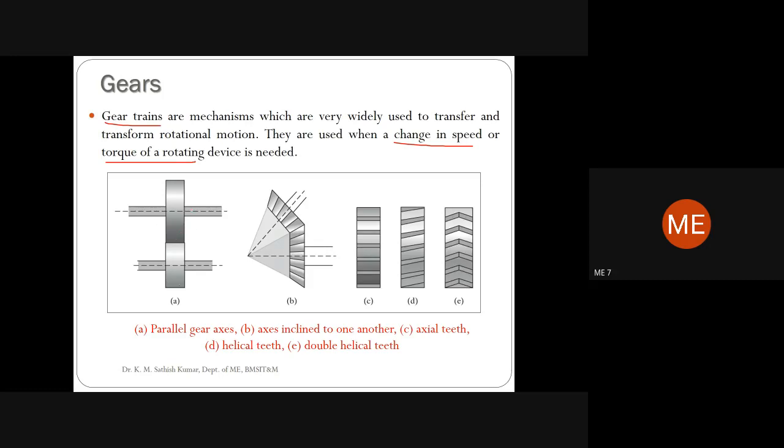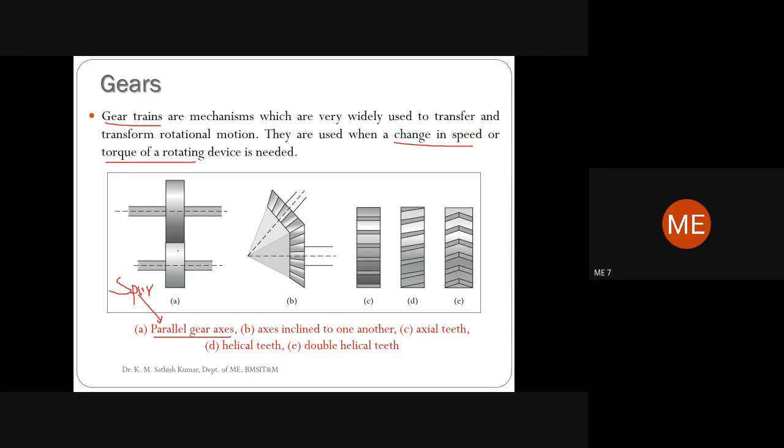Under which category is this classified? The number one, A, which is a parallel gear axis. Parallel gear axis is called as what? The parallel gear axis is called the spur gear. Now, in the gears, they are used for transmission of rotary motion between parallel shafts. When you are going with parallel shafts, we call it the spur gear.